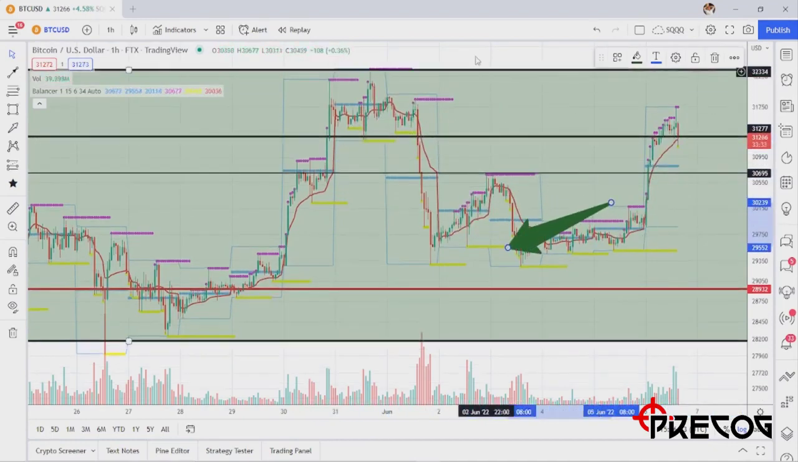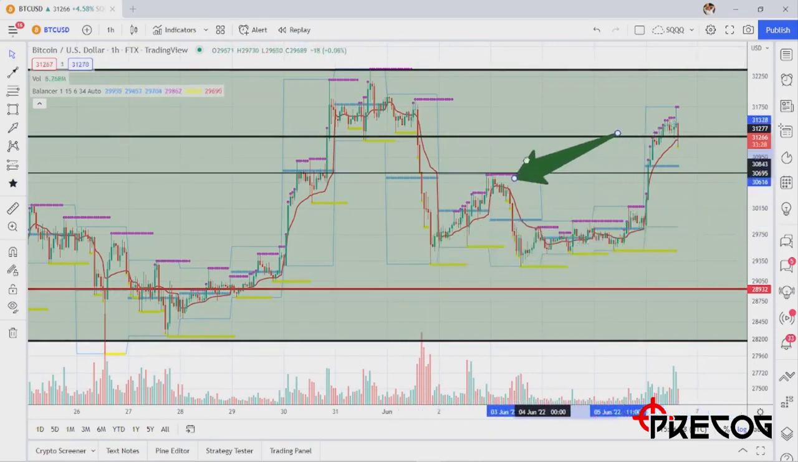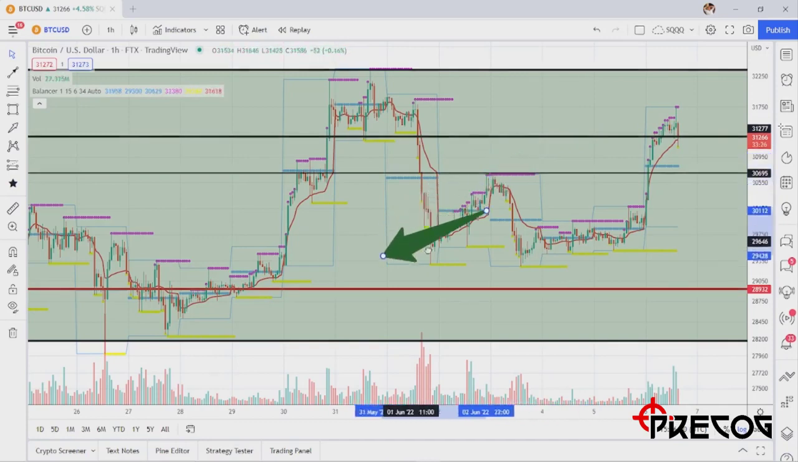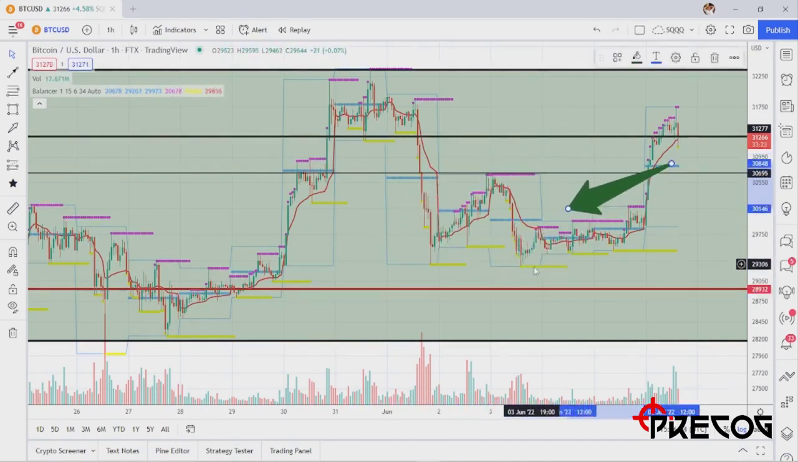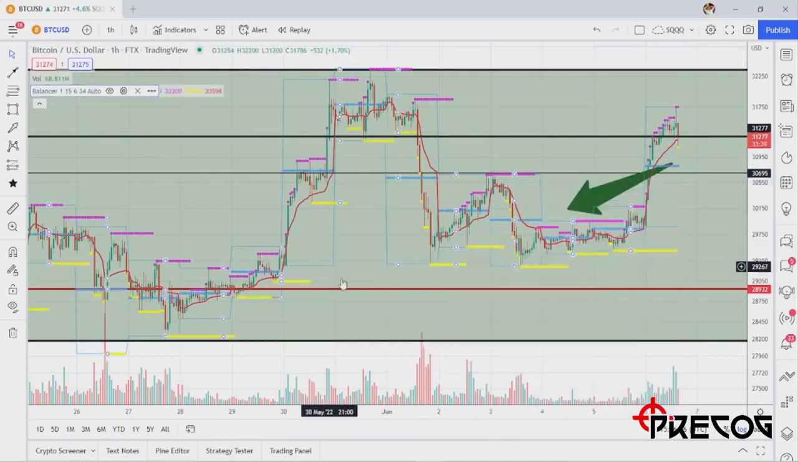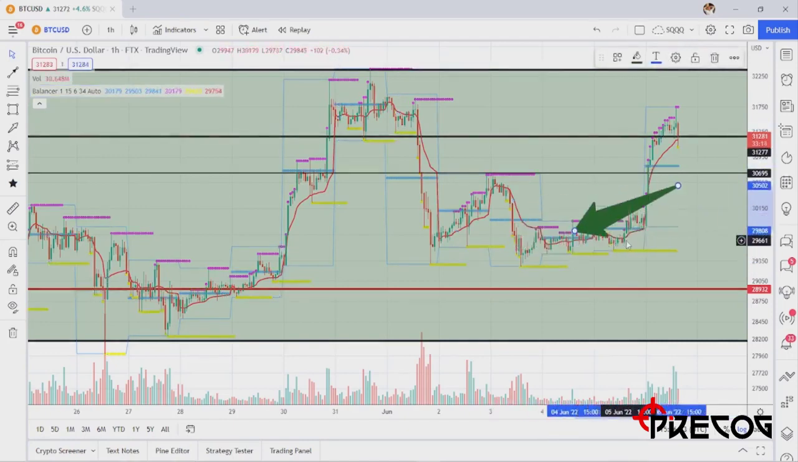Now, the other reason why I do like the yellow support areas and the purple resistance areas is because it gives you an opportunity or a place to set alerts. So to set alerts on those, you would just simply find your area. So here's an area of support. Let's say we're in consolidation, and it's a rising consolidation.